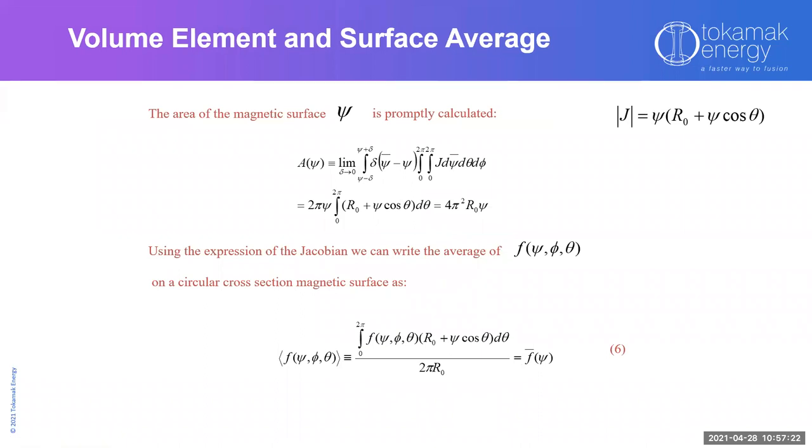If you consider a very straightforward circular plasma, where the Jacobian is simply r, small r, times R0 plus r cos theta, you can calculate the area of the magnetic surface by taking this limit and calculating this integral. And you see that it becomes 4 pi squared R0 r. And this is what you expect. Then you plug it into the definition of the flux surface average, and you get this 1 over 2 pi integral between 0 and 2 pi in d theta. So we have done now the integral in phi and the integral in psi. So basically, the flux surface average becomes simply an integral in theta.